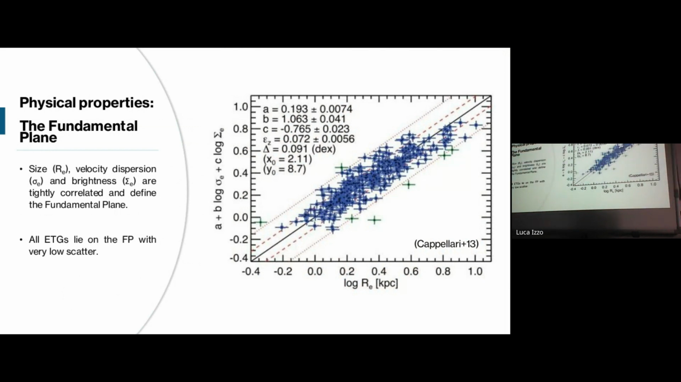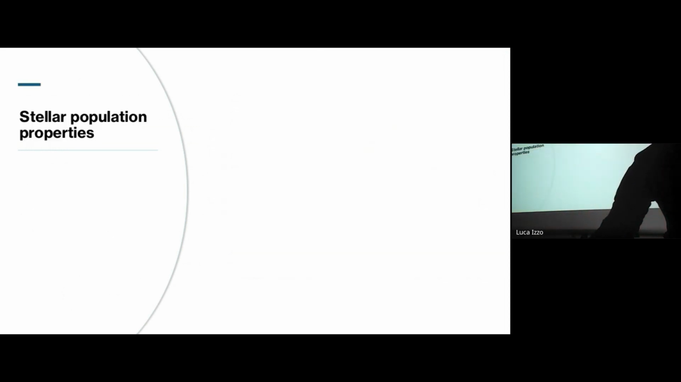So we all know that these galaxies have some physical properties, and in particular we know that if we consider their size, velocity dispersion, and surface brightness, these parameters are tightly correlated. They all lie on this fundamental plane, and it's just a manifestation of the Virial theorem. But what I'm more interested in is actually their stellar population properties, so the properties of their stars.